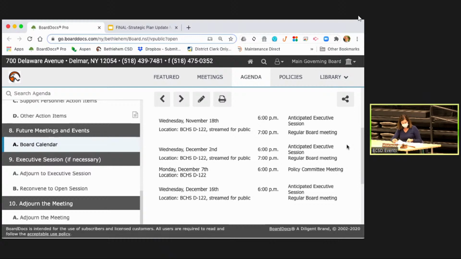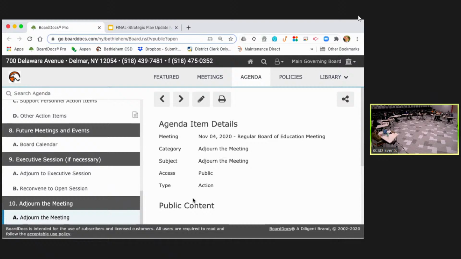On Monday, December 7th at 6 p.m., we have a policy committee meeting. And then our meeting after that is on Wednesday, December 16th at 7 o'clock. And anticipating likely an executive session at 6 o'clock. Seeing no need to go back into executive session, could I have a motion to adjourn the meeting? So moved. Second. All in favor? Aye. Any opposed? Meeting adjourned.